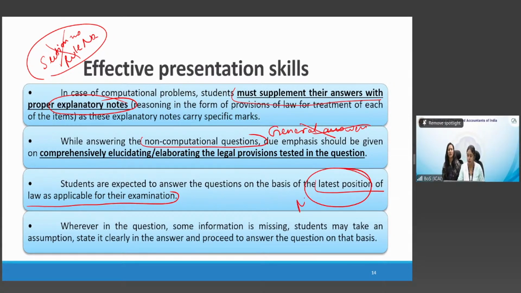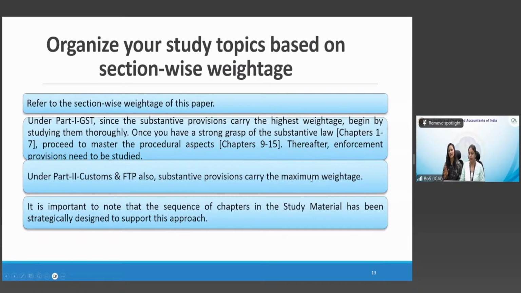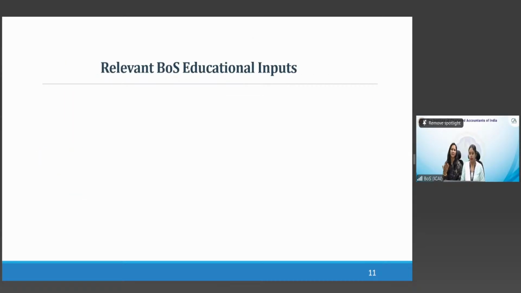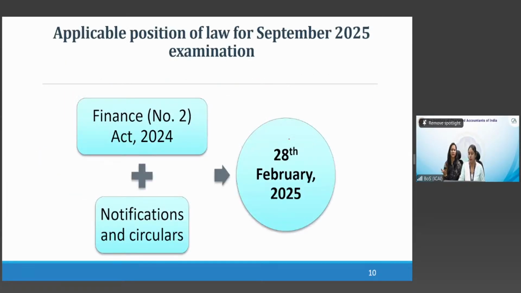See, for example, it might happen that for a particular examination, let's say for September 25, the cutoff date applicable for you is 28th of Feb 2025. And prior to 28th of Feb 2025, there was some other limit, let's say for e-invoicing, and from 28th Feb, the limit has been changed. So what do you have to write in the examination? The latest position of law as applicable on the cutoff date, that is 28th of Feb 2025.